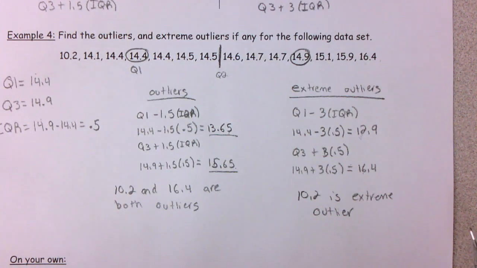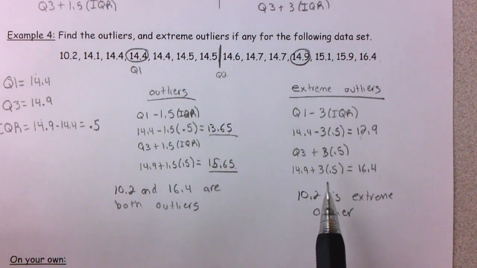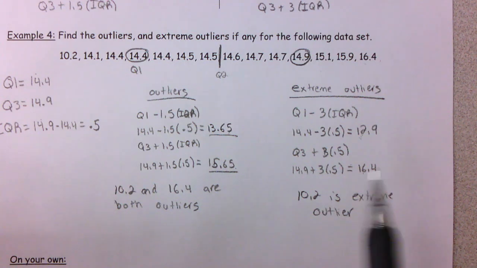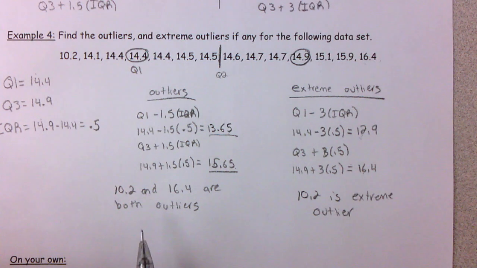Okay? So we can kind of figure out, if you don't have any outliers, you do not need to find any extreme outliers, because obviously if there's no outliers, there's not going to be any extreme outliers, so you wouldn't have to do any of this. But if you have an outlier, you need to do the math to find the extreme outliers, if there are any. Okay?